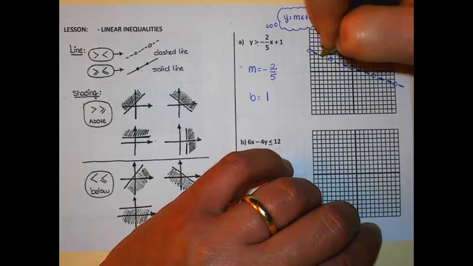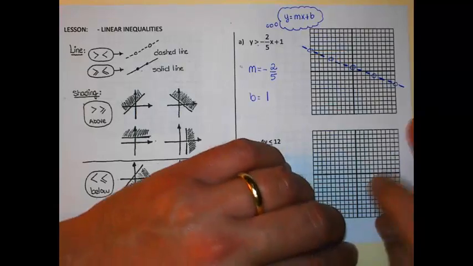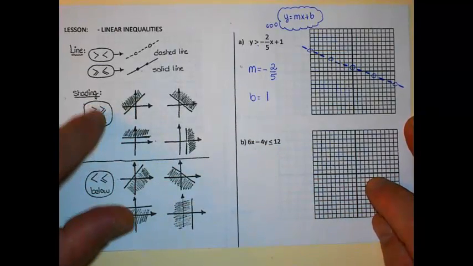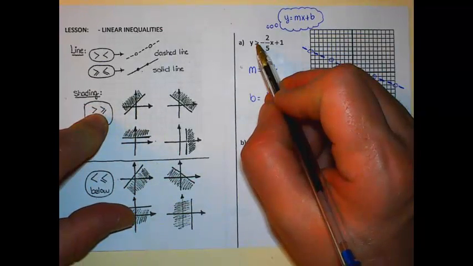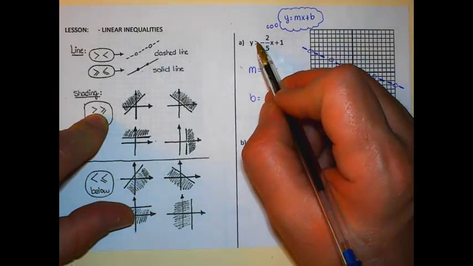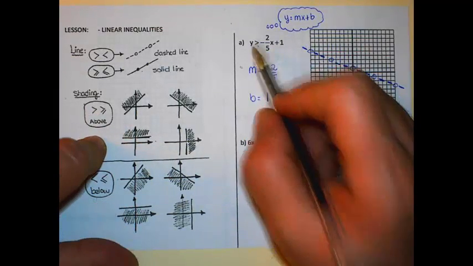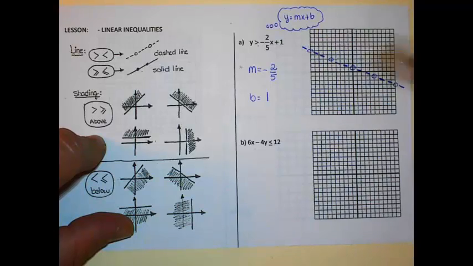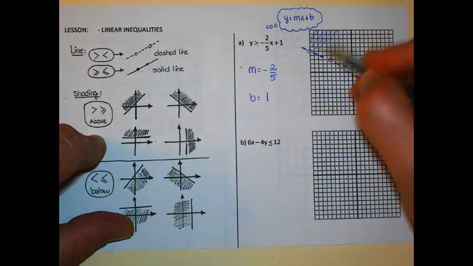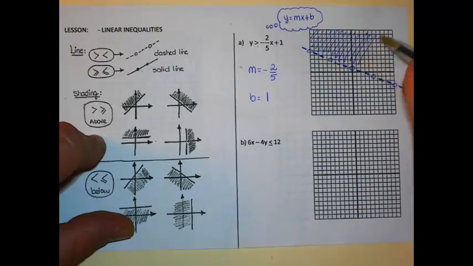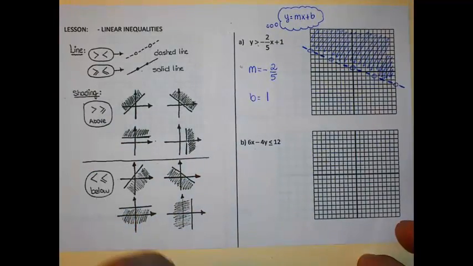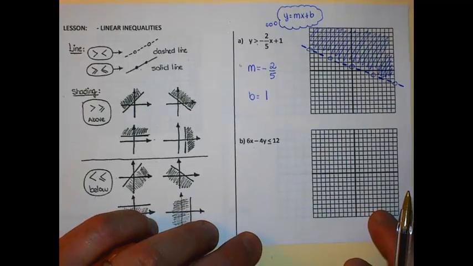Okay? Now that I have those points, I connect the points with the dash line. So there we go. And now comes the big question, which is where should I shade? According to this, the symbol is greater than, so that means I should shade above the line, and above the line on a line like this would be over here. And there we go. Alright, let's proceed and do the next problem.